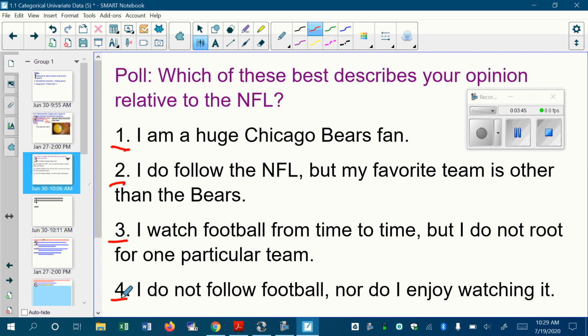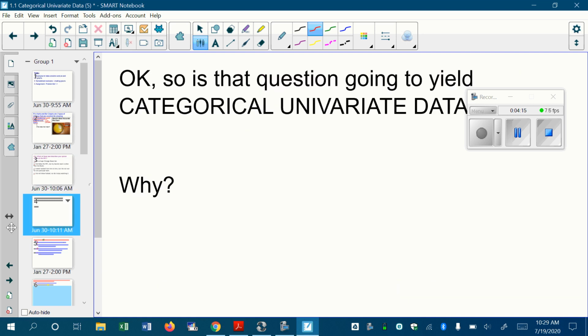Okay, so the statements are, I'm a huge Chicago Bears fan, or I follow the NFL, but I have some other team that I really like. It's my favorite team. Statement 3 is, I watch football from time to time, but I don't really follow it close enough to have one particular team. And item 4 is, I do not follow football, nor do I enjoy watching it. Someone turns it on in my house, I'm leaving the room. Not my cup of tea. Okay, so think of which of those four would best describe you.